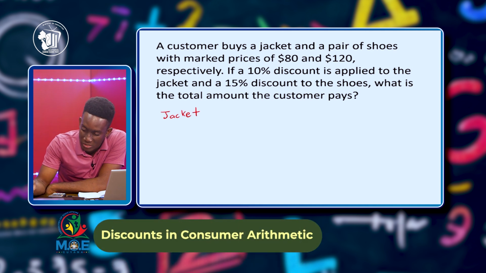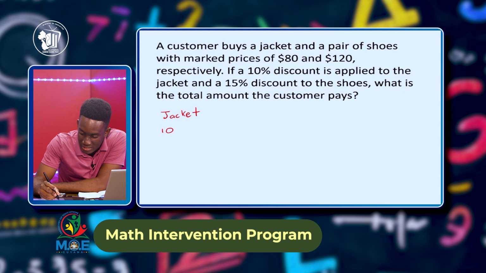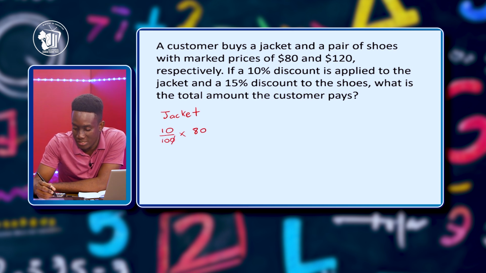For the jacket, we see a 10% discount is applied. So this is 10 over 100 multiplied by the cost of the jacket, which would be $80. We have a lot of zeros that we can cancel out. This zero cancels with that zero. This zero cancels with that zero. So 1 times 8 would give you 8.